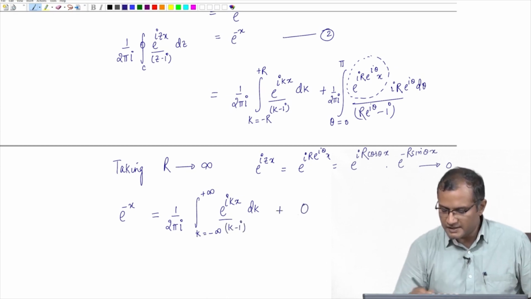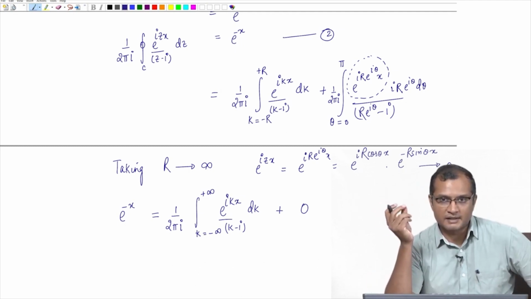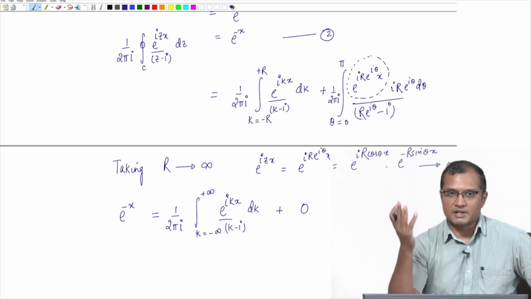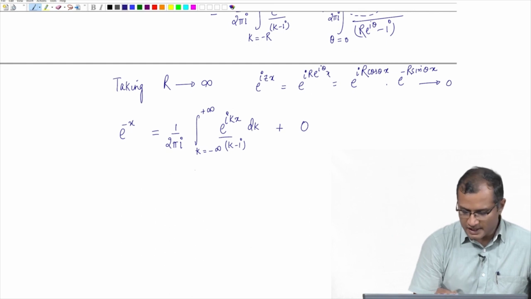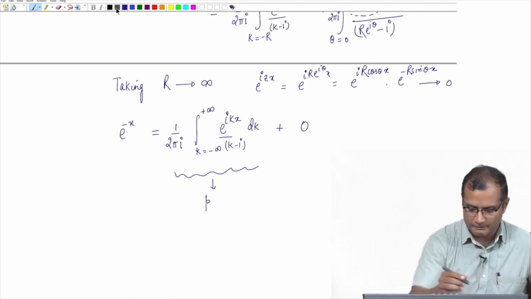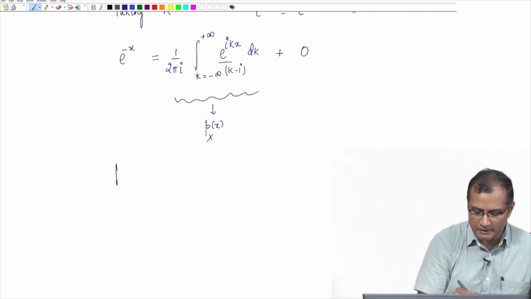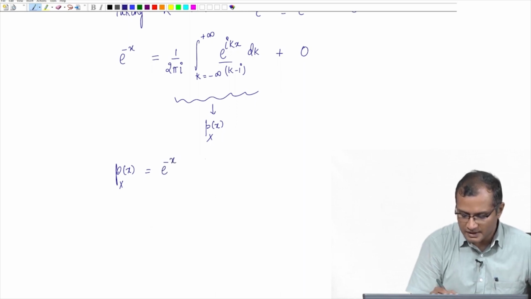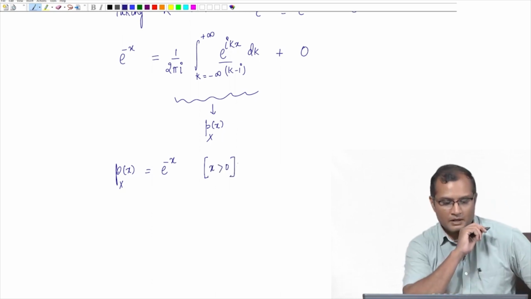The second part basically is 0, because I have just shown that the numerator goes as e raised to minus R sin theta x, and that goes to 0. All other features such as R upon R go as 1. Okay. So, I can say for sure that this is actually my PDF p of x. So, I have determined my PDF as e raised to minus x, and I must say here that I got a convergent result only for x greater than 0. So, this is the PDF.